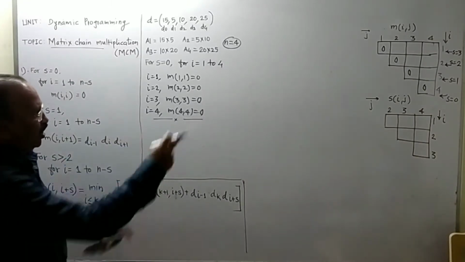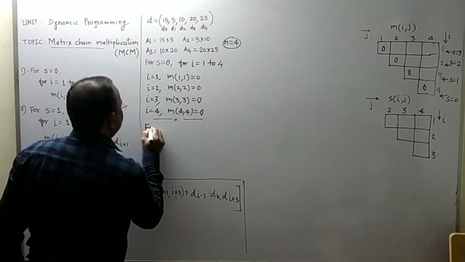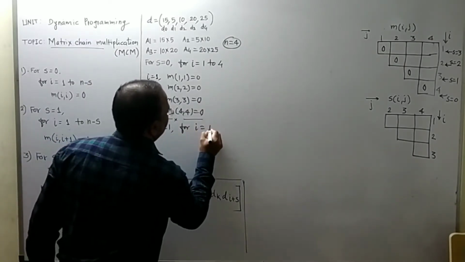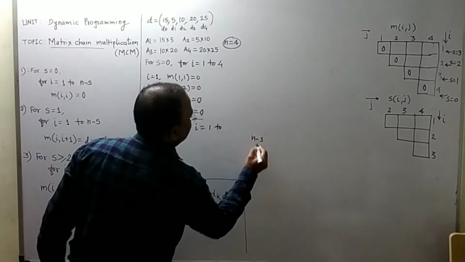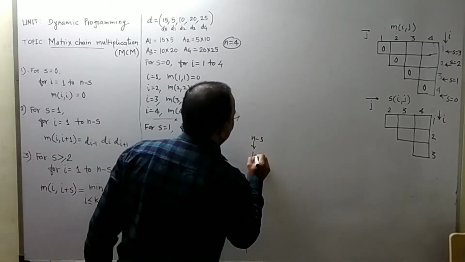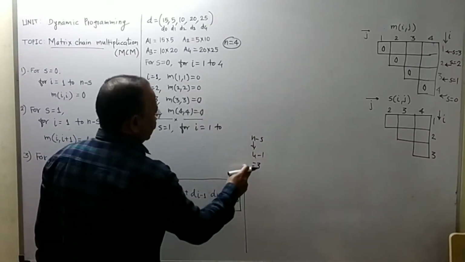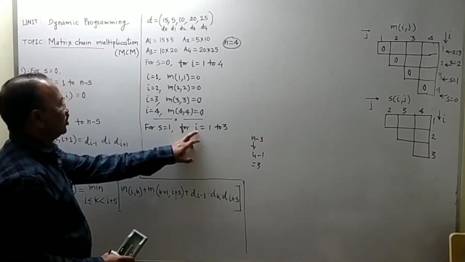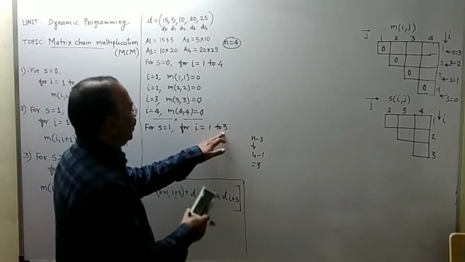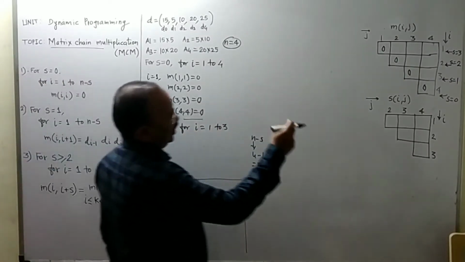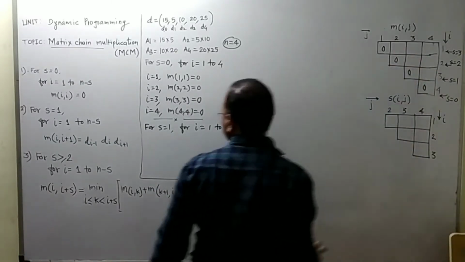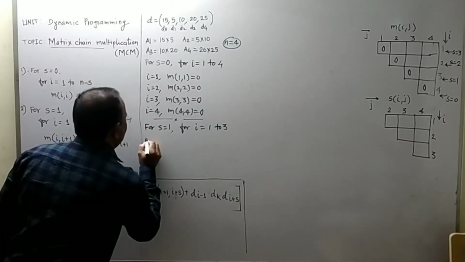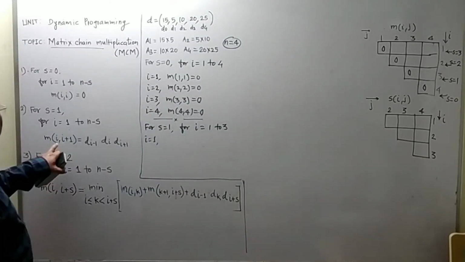Then for S is equal to 1, I varies from 1 to n minus S. So the value of n is 4 and the value of S is 1, that gives 3. It means we will get 3 values, starting from 1 to 3. So for S is equal to 1, there are 3 cells: 1, 2, 3. For I is equal to 1, use the second formula.